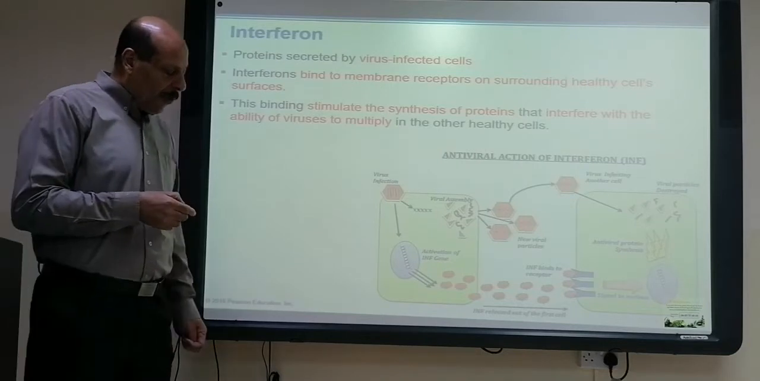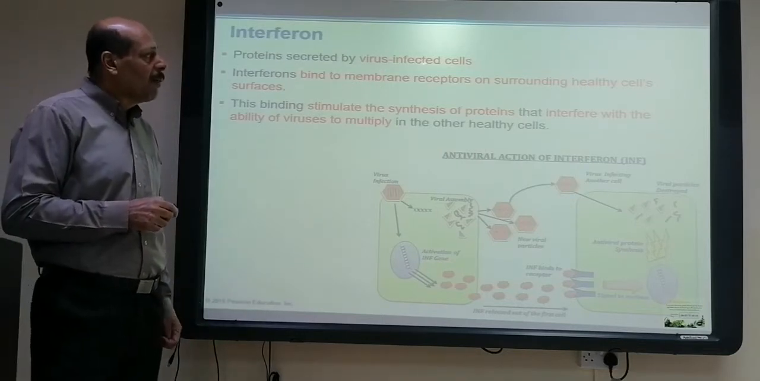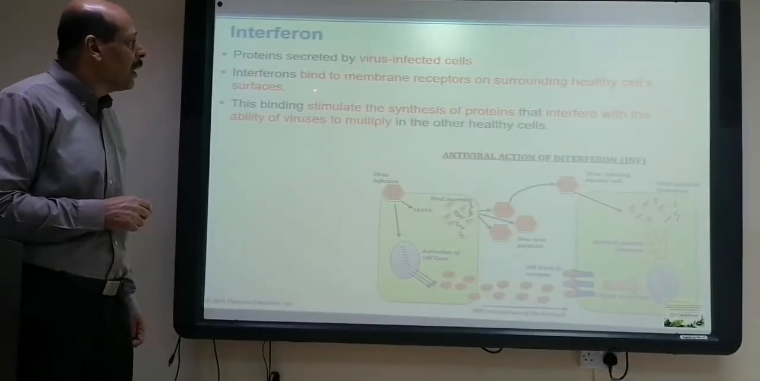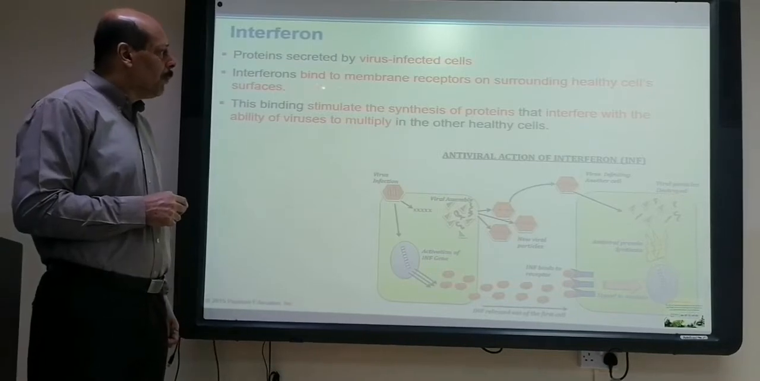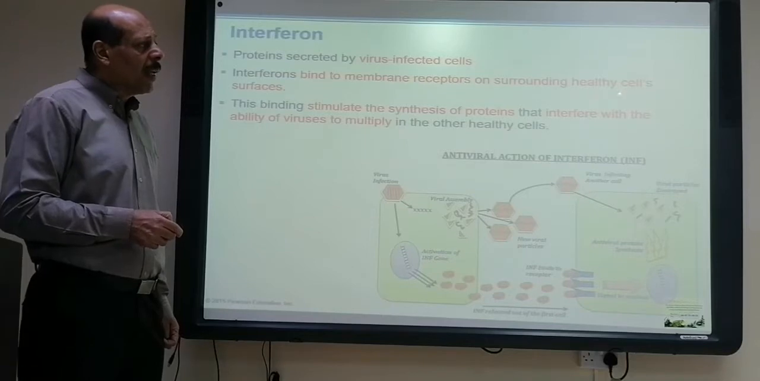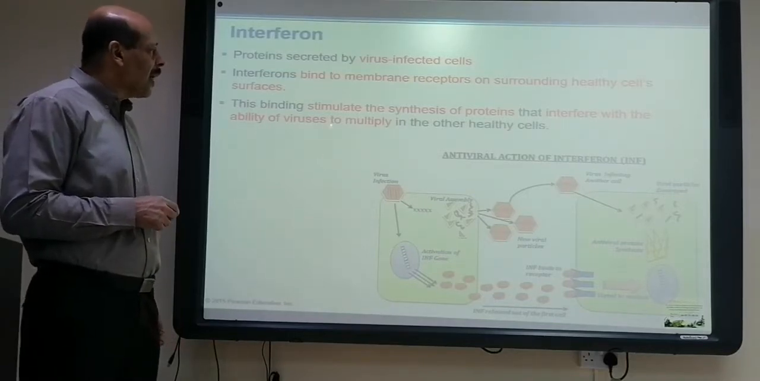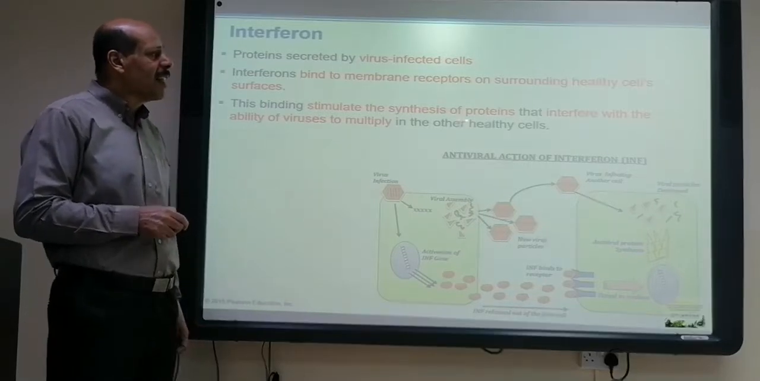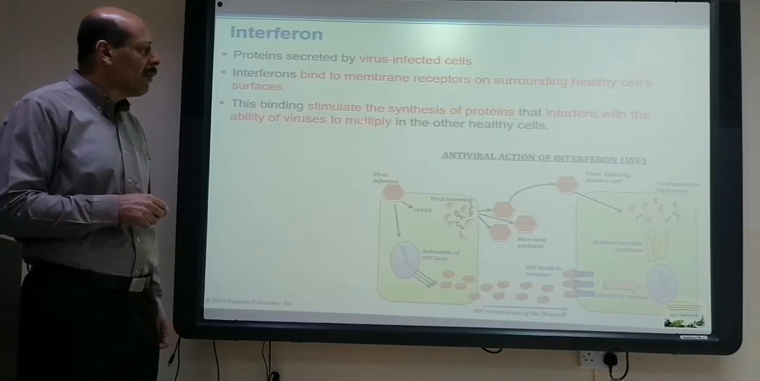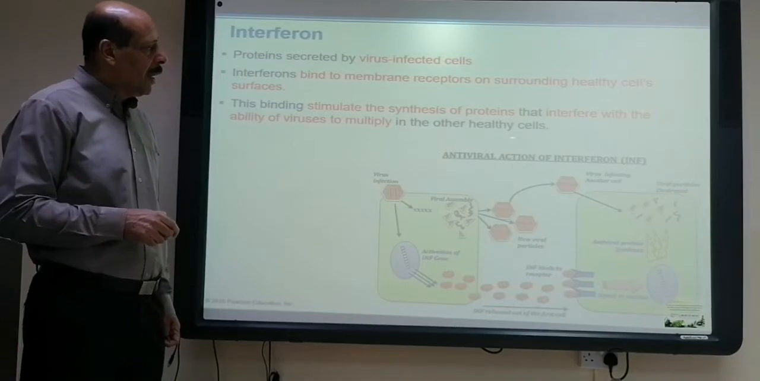The interferon is a protein also secreted by virus-infected cells, as we mentioned before in the previous slide. Interferon binds to membrane receptors on the surfaces of surrounding healthy cells, and this binding stimulates the synthesis of a protein that interferes with the ability of the virus to multiply in the other healthy cells.